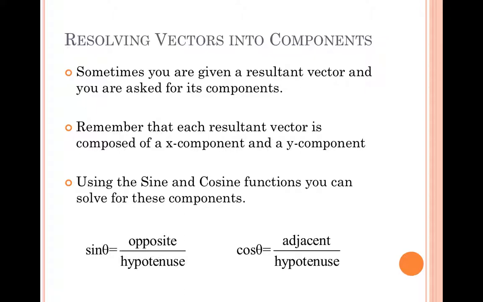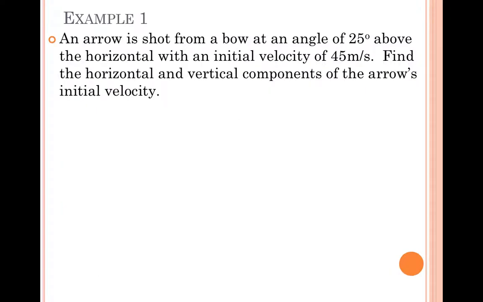So here's a reminder too of the sine and cosine formulas. Sine is opposite over hypotenuse, cosine is adjacent over hypotenuse. All right, so you have an arrow that's shot from a bow at an angle of 25 degrees above the horizontal with an initial velocity of 45 meters per second. Find the initial horizontal and vertical components of the arrow's velocity.